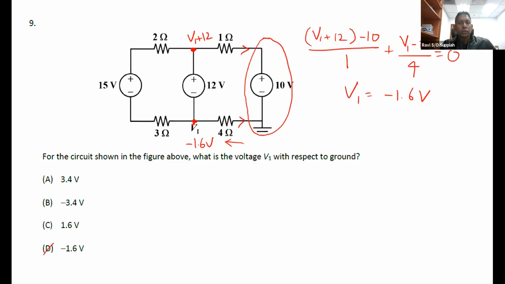So you can use techniques that you have learned: KVL, KCL, node analysis, Thevenin's, whatever, everything you can use. But when you have this kind of circuit with multiple voltage sources and you are trying to find one voltage with respect to another voltage, in most cases, using node analysis is one of the better options. But you are free to try anything else.